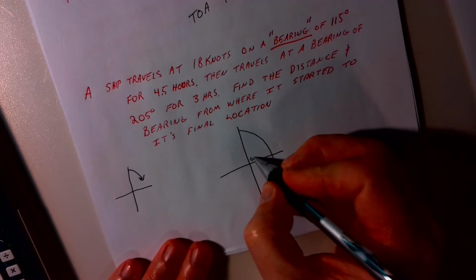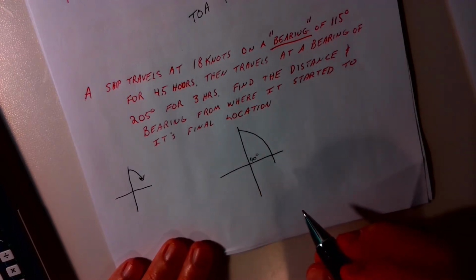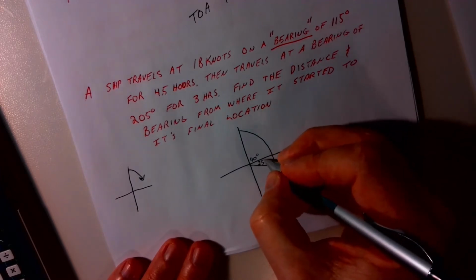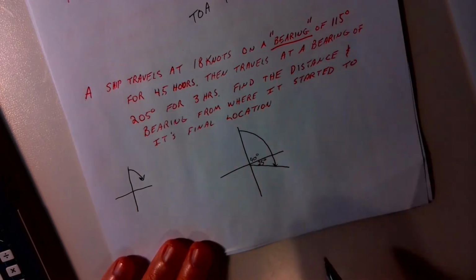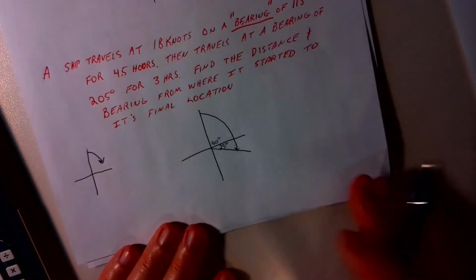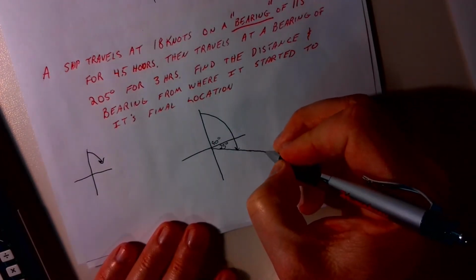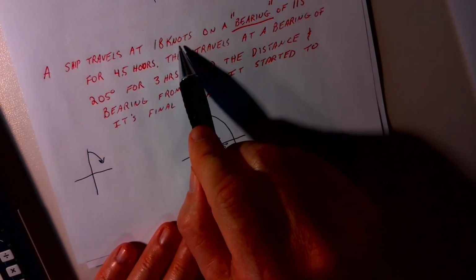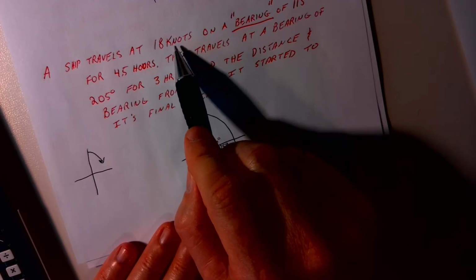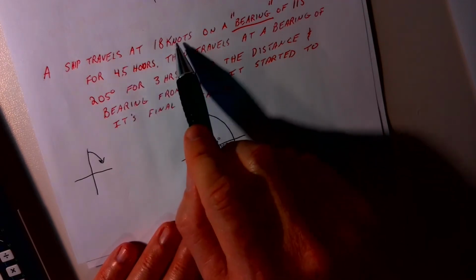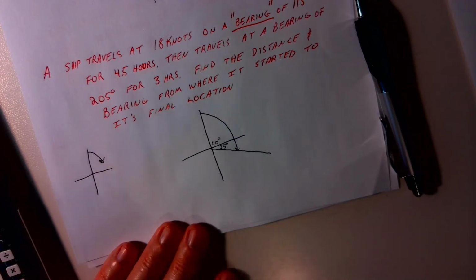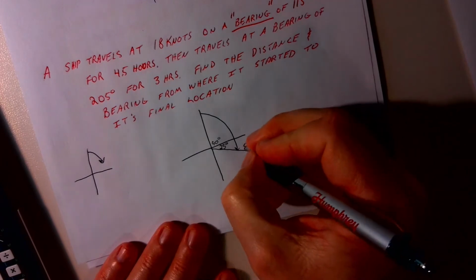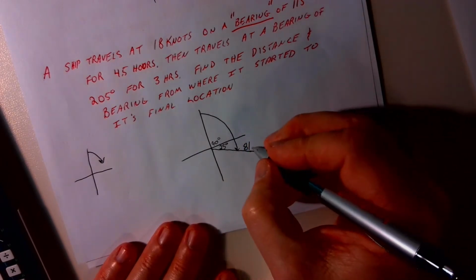So when this says it's a bearing of 115 degrees, 90 degrees would take up this first part. And then 115 is 25 degrees more than that. So that means that I've got to have an extra 25 degrees into this quadrant. Is that okay? And we know that this is traveling at 18 knots. That's a term for its speed on the water, for 4.5 hours. So I'm going to do 18 times 4.5, and you can see that it's going to travel a length of 81 in this direction.